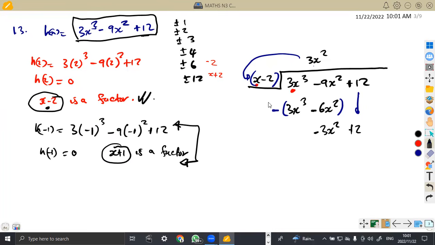Okay, next stage, we divide again. x is being divided here. So it's minus 3x squared divided by x, which is going to give us negative 3x, because we've got x squared there. It multiplies back just like what we had from the previous part. It multiplies everything. So it's minus 3x by x, which is minus 3x squared. Minus 3x by minus 2, which is a positive 6x.